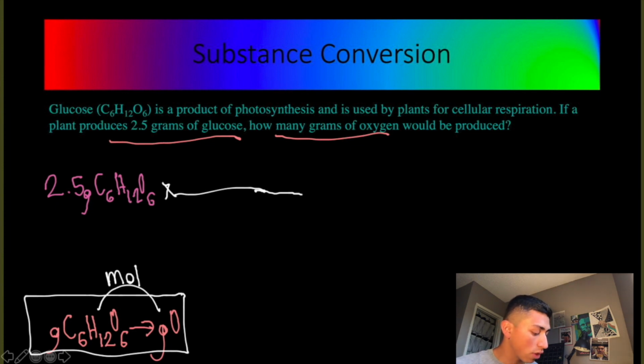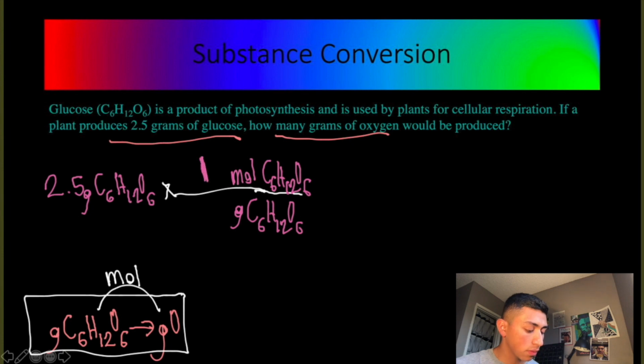So if we're starting off with grams of glucose here, C6H12O6, we have to convert from grams of glucose to moles of glucose first. Now for every 1 mole of glucose, how many grams of glucose do we have? This is where we use the molar mass of glucose, and the molar mass of glucose is really 180.156 grams. So for every 180.156 grams of glucose, we have 1 mole of glucose.